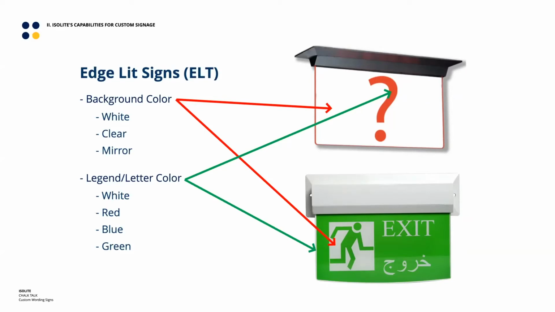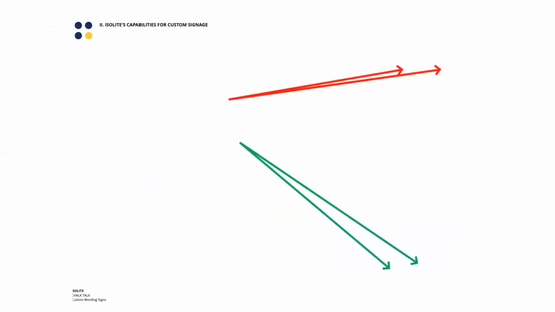So on that bottom sign that you see there, the exit with Running Man and the Farsi script on the bottom, the green is what will actually be illuminated. So when there's enough light in the space, you'll see both white and green. When it's in emergency mode and the lights are all off, you're going to see the green backlight there. You'll incidentally see a little bit of the white, but it's not backlit in that instance.